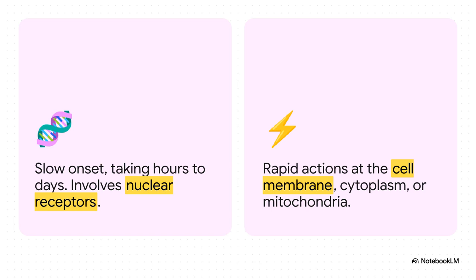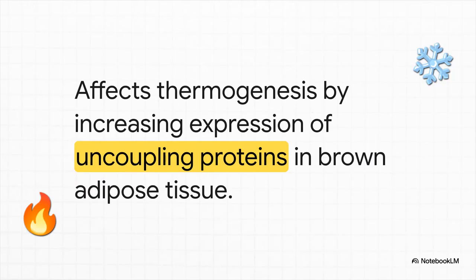These are rapid, on-the-fly actions that happen directly at the cell membrane, out in the cytoplasm, or right on organelles like your mitochondria. These non-genomic actions completely bypass the nuclear receptors, so it's really a dual-action system. You've got slow, long-term genetic changes paired with rapid, immediate cellular responses. The crucial point here is how this translates to real-world biology, like maintaining your body heat. It's a fascinating process called thermogenesis.